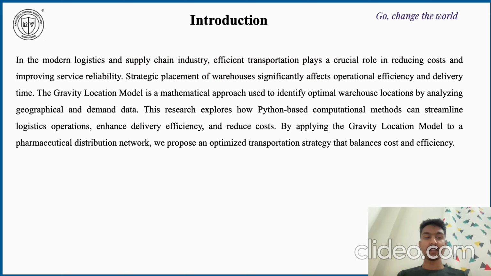In the modern logistics industry, efficient transportation plays a crucial role in reducing the cost and improving the delivery reliability. A key factor in logistic efficiency is warehouse placement. To address this, we use the gravity location model, a mathematical approach that determines the optimal warehouse location by analyzing the geographic and demand data. In this project, we apply Python-based computational models to streamline the logistic operation, improve delivery efficiency, and reduce the transportation costs.